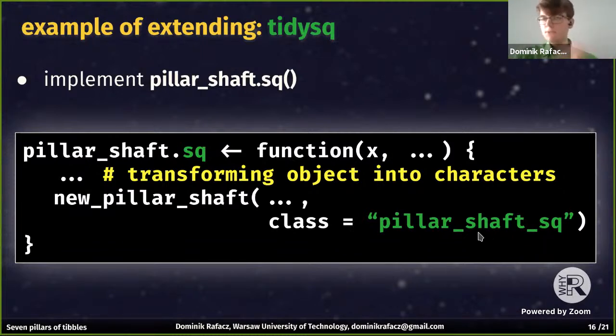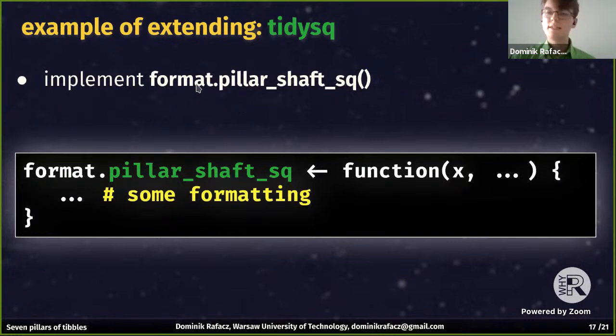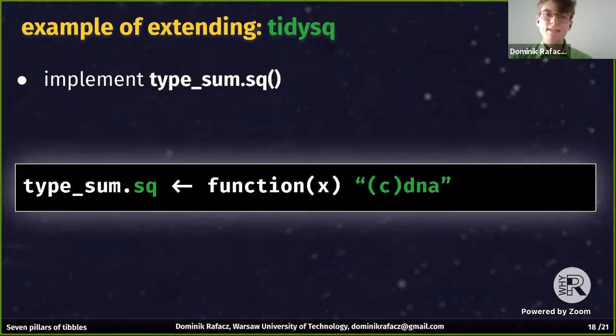Okay, we transformed our object into characters. Now we need to specify how to format these characters. And this is where the format method comes in. We need to create this format method. Again, let's skip the details. We are doing some fancy formatting things. And in the end, one minor detail is the type summary function, type_sum for short. This function informs us how we want to have our type of data name displayed in the table.